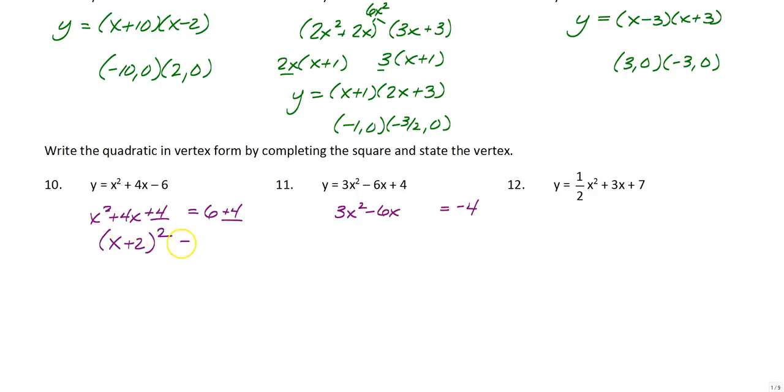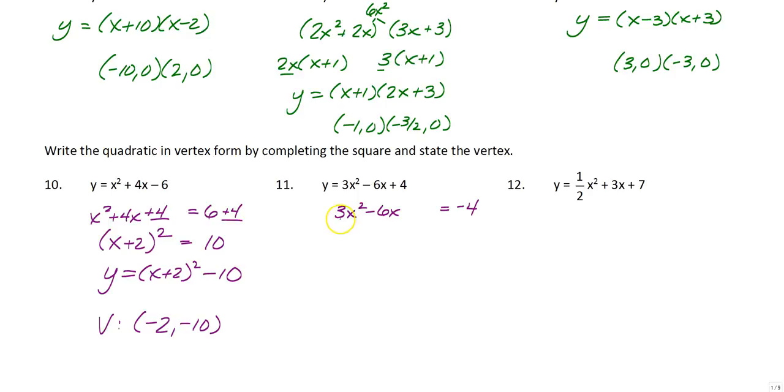Quantity squared equals 10. Now remember, to write an equation in vertex form, we just move that 10 back to the other side. So we have y is equal to x plus 2 quantity squared minus 10. And then you have to remember that the vertex is going to be opposite of the inside comma outside. So we would have a negative 2 comma negative 10. Okay? So that's how we write an equation in vertex form, by completing the square.